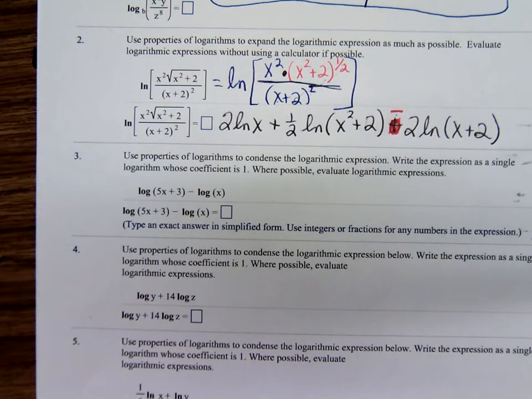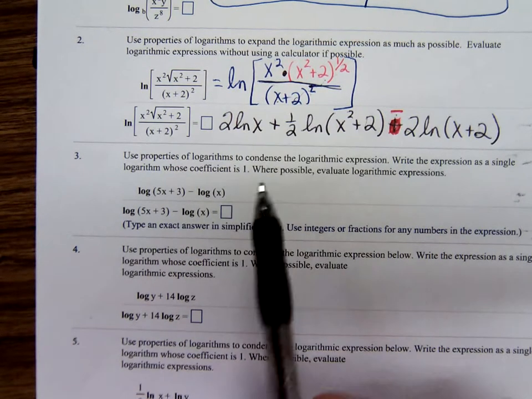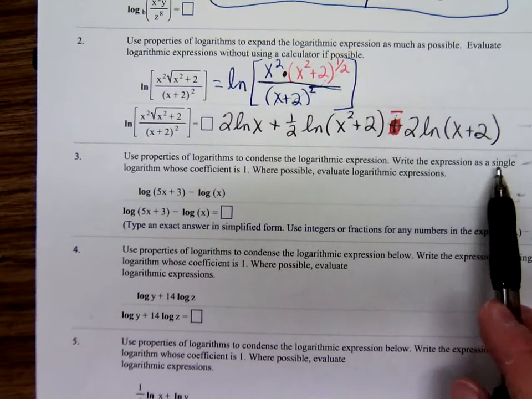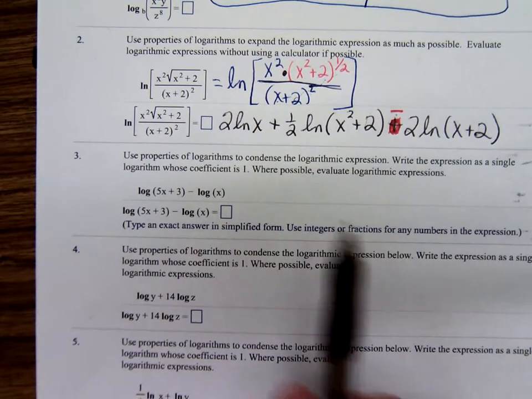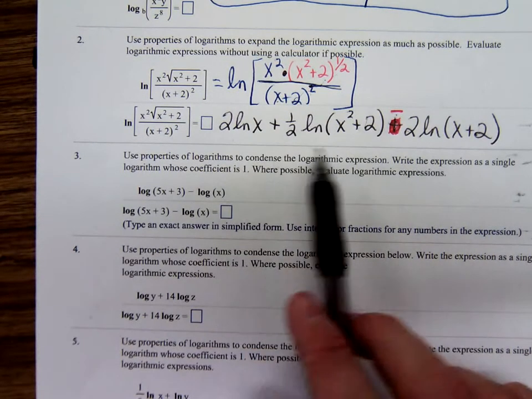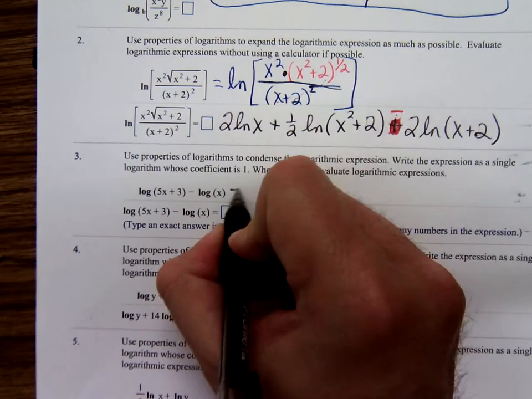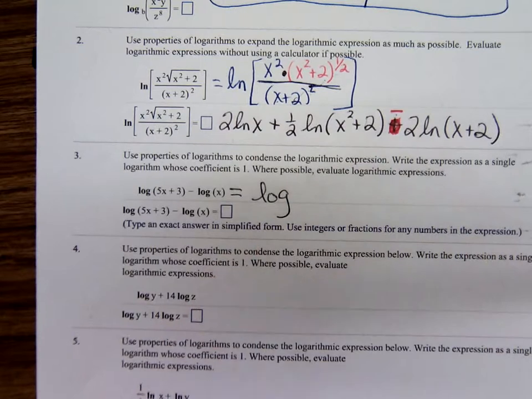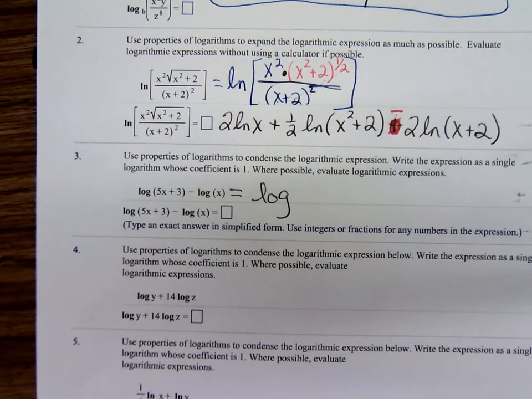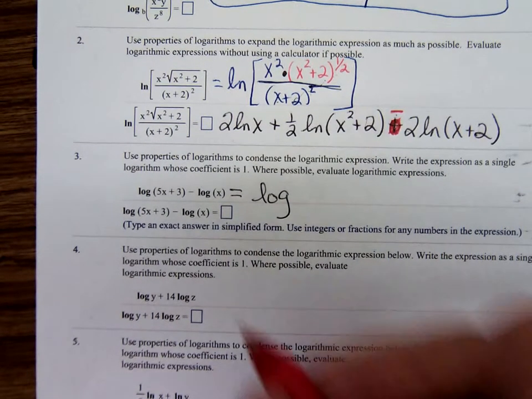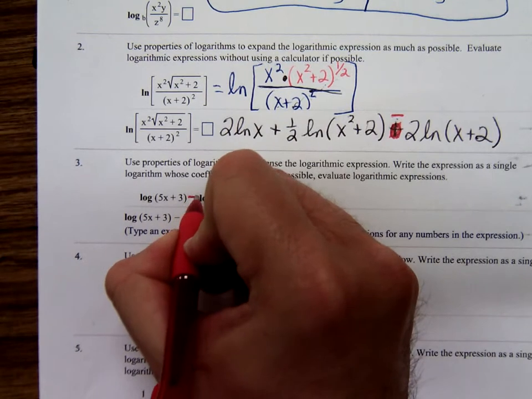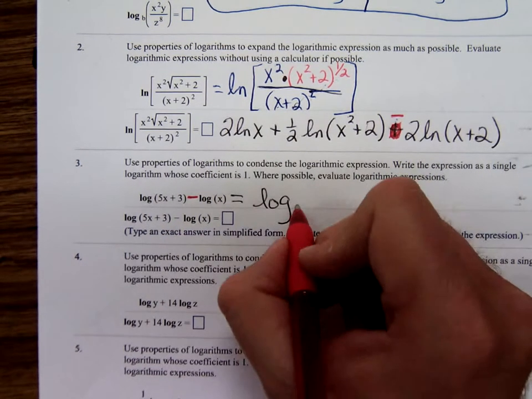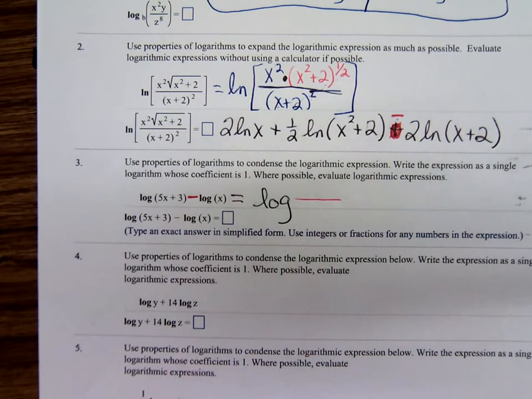Number 3. Here it says condense the logarithm. So we're trying to write it as a single logarithm. We're going backwards from what we were doing over here, and we've already done some of these. You just write log. Is there going to be a fraction bar? And if so, why? Well, because of this minus right there. That red minus, there's going to be a red fraction bar.